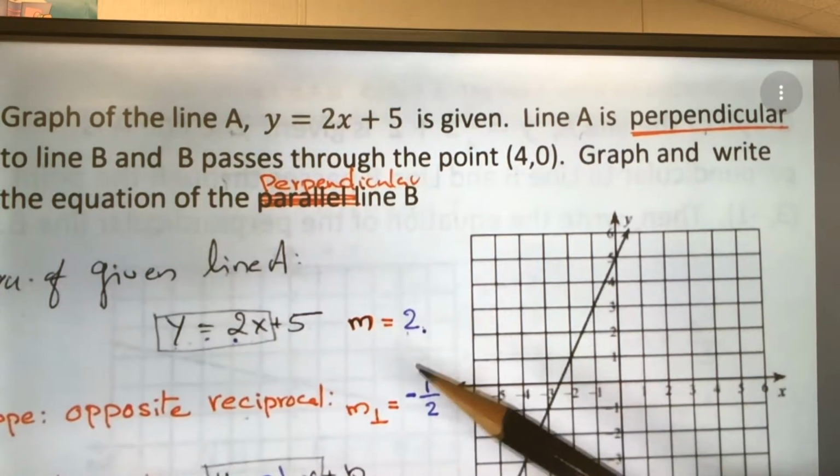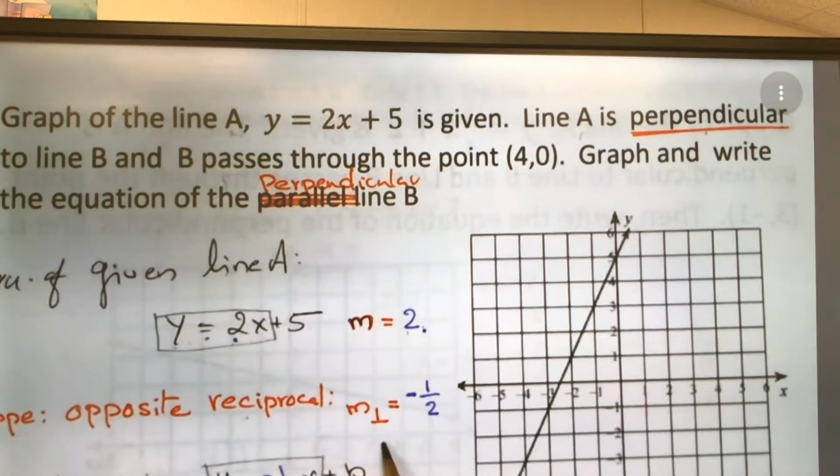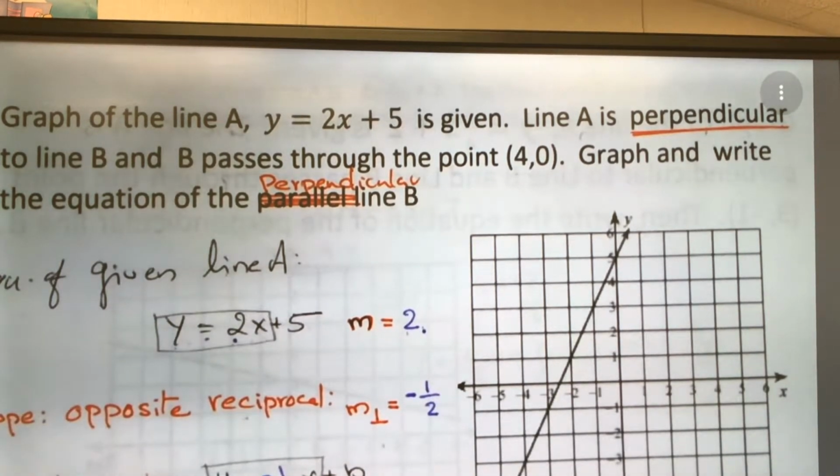So the opposite reciprocal of the 2 is negative 1 over 2. So the slope of my perpendicular line B is negative 1 over 2. So I can write the equation of my perpendicular line. So y is equal to m, negative 1 over 2, x plus b, the y-intercept.